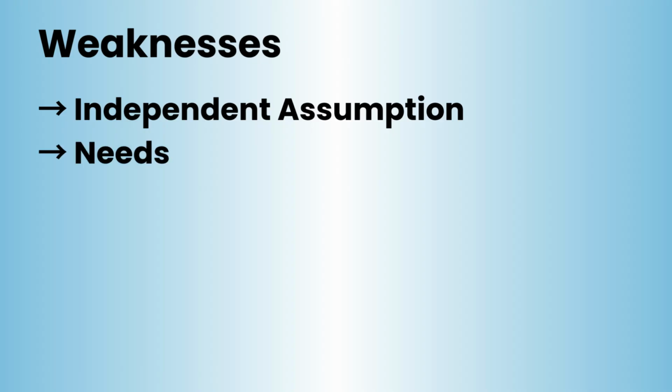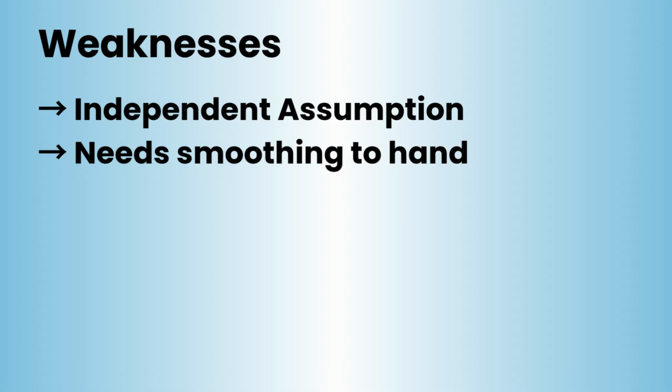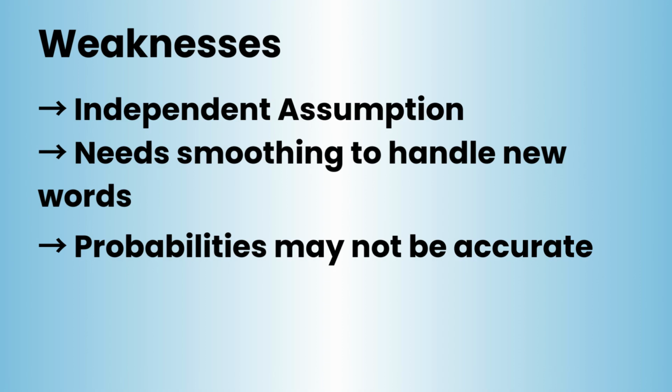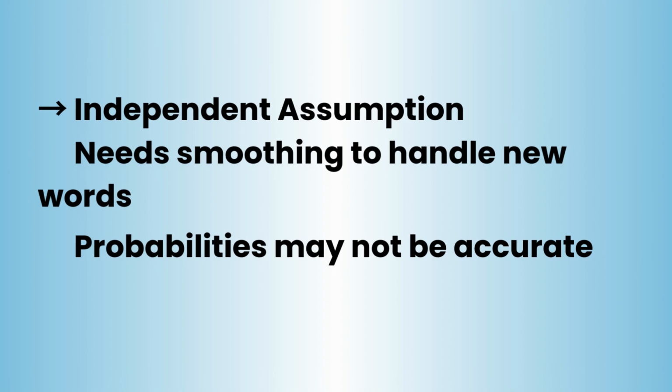It needs smoothing to handle new words. Without Laplace smoothing, a single new word can break the classifier. The probability it gives, while useful, may not be perfectly accurate. The order may be correct, but the actual values might be off due to the naive assumption.